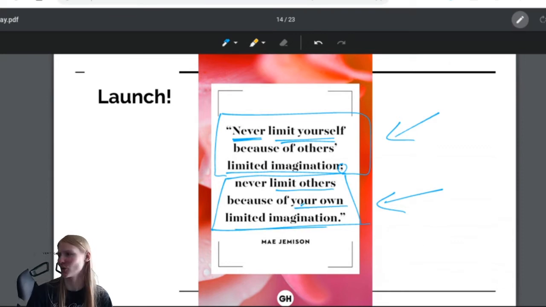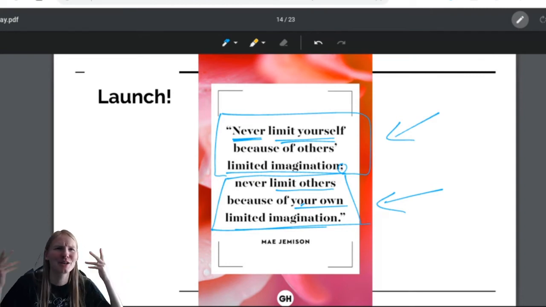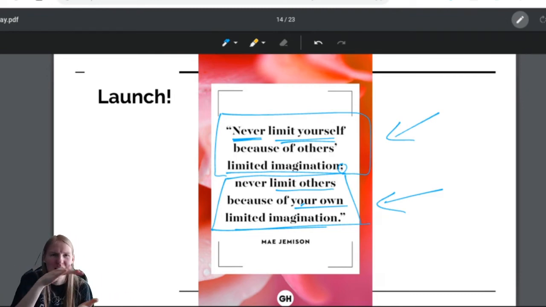So never say, ooh, that person, they're not very good looking, they'll never get married, or something like that. Who do you think you are to tell somebody else what they can and can't do? So never limit others. Don't put somebody else in a box of this is who they are, this is who they get to be, because of your own limited imagination.